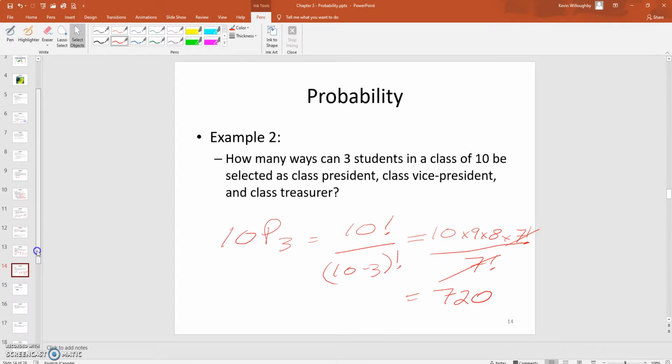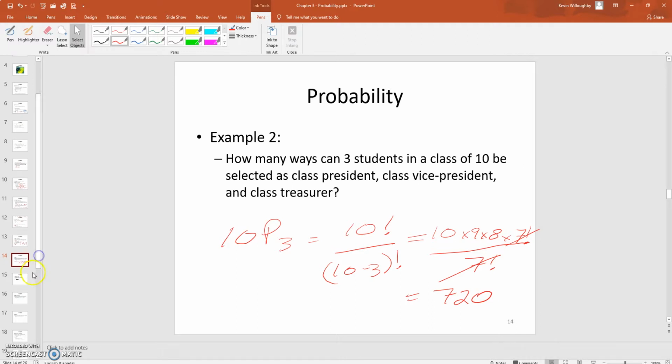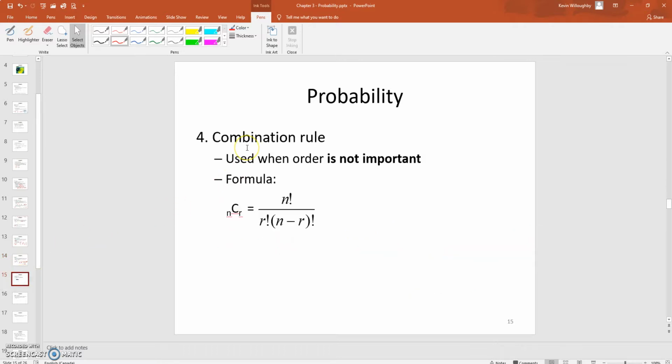Remember to look at the video on factorials. I give you some hints and tips about how to calculate factorials and what are some of the limitations we can do with factorials. A combination rule, very similar to a permutation. Look at the formula nCr instead of nPr. But the difference here is order is not important. And the other difference here is we have this at the bottom as well.